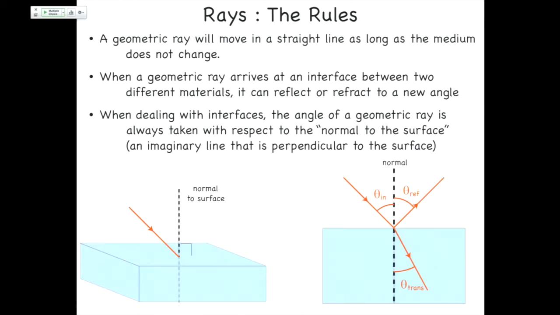Okay. So for these geometric rays, they move in straight lines. As long as you're moving through the same material, if you're going just in air, or just in glass, or just in any one medium, they just move in straight lines. They don't turn, they don't bend, they don't do anything funny. When a geometric ray arrives at an interface between two materials, then it can either reflect or it can refract. And likely it'll do a little bit of both.